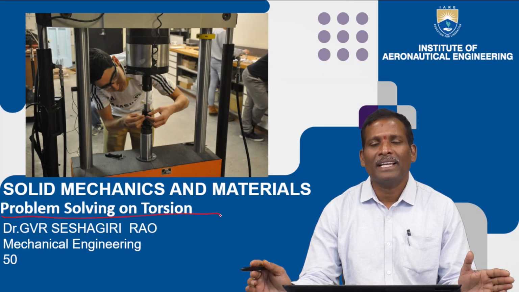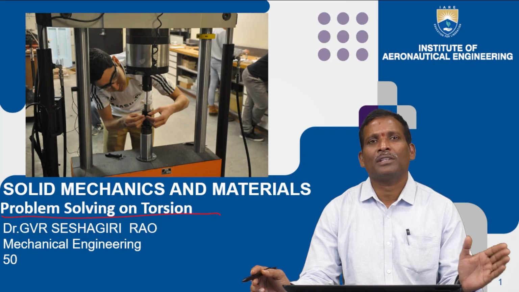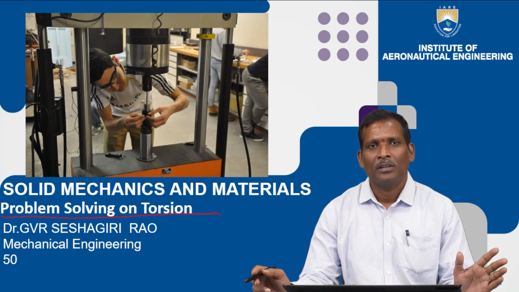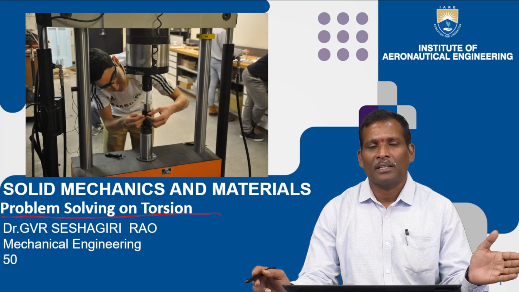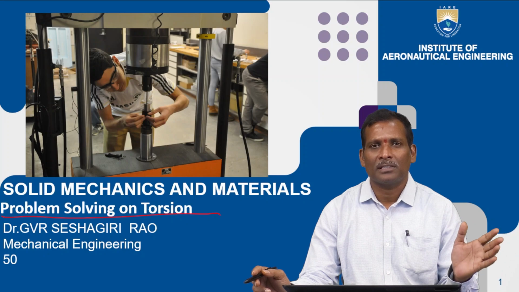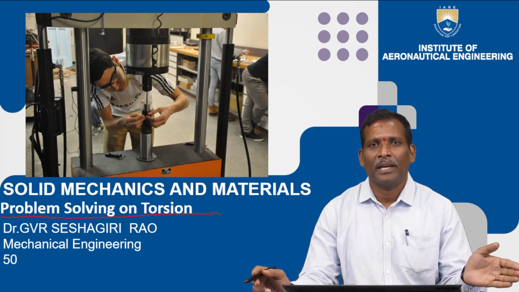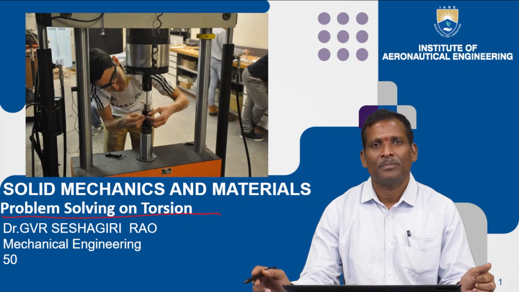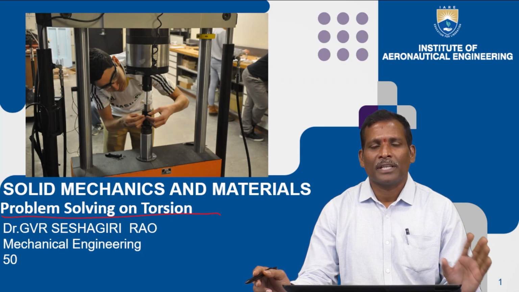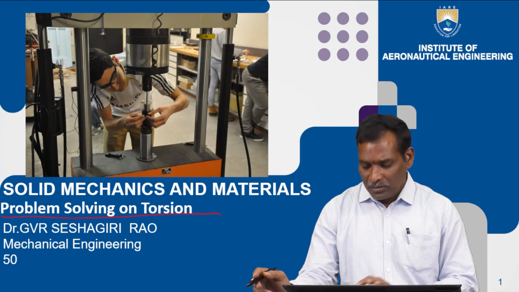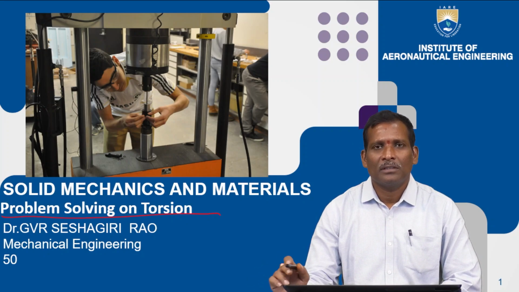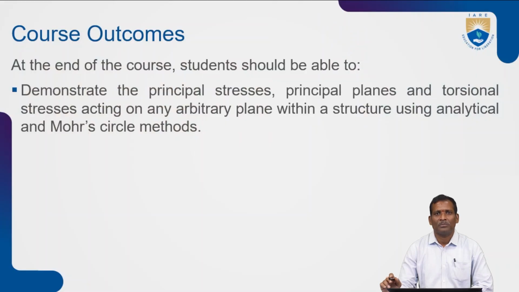So how to calculate the torsion for a particular given shaft. It may be solid or hollow. One is calculation of torsional shear stresses and the diameter of the shaft on a strength basis, and then the twisting moment, that is the twisting angle. I will explain. So we will see how to solve the problems for a torsion problem.